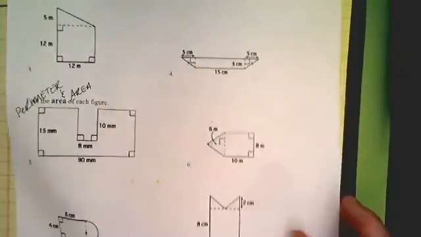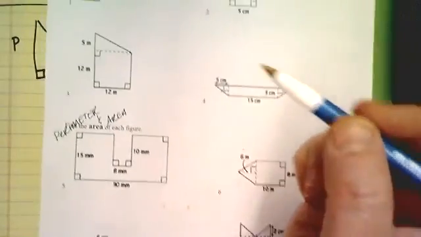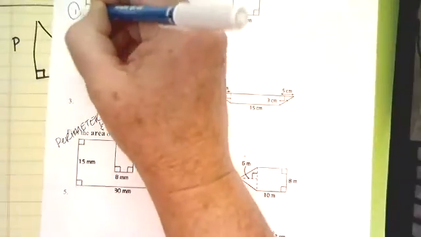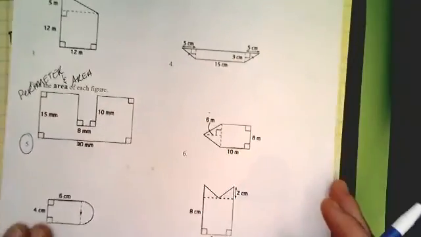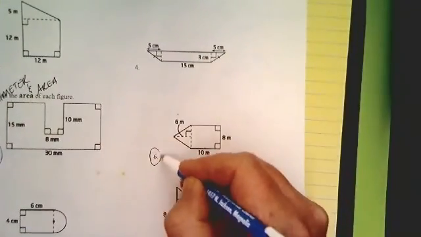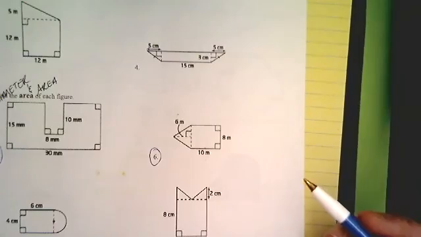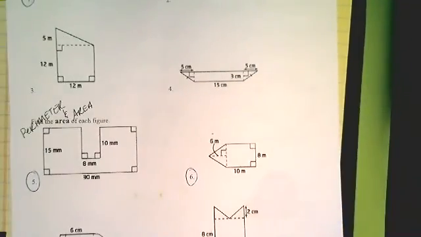Okay, I want you to do on the back 1, 5, 6, those 3: 1, 5, and 6. Okay, 1, 5, and 6.